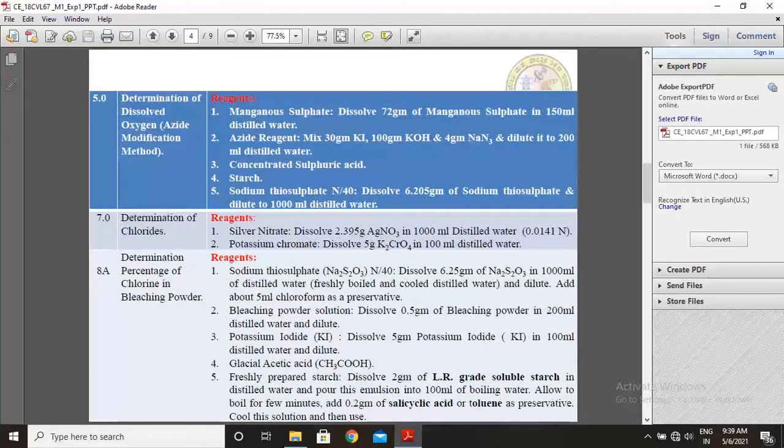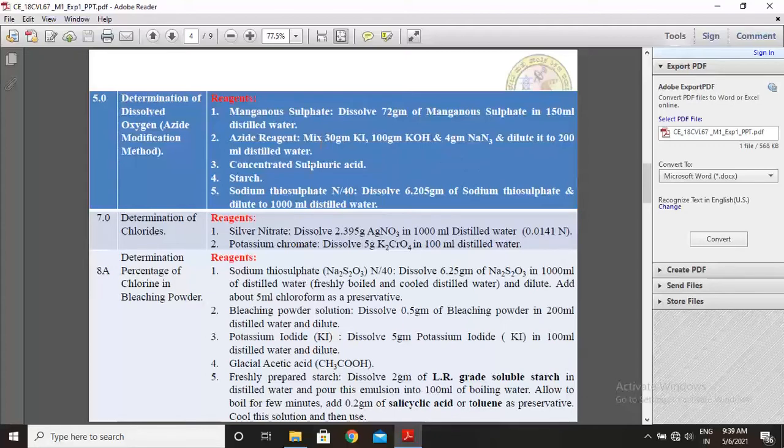Determination of dissolved oxygen by azide modification method. For this experiment, these are the reagents required. Manganese sulfate: dissolve 72 gram of manganese sulfate in 150 ml distilled water. Now this becomes manganese sulfate solution. Azide reagent: mix 30 gram KI, 100 gram potassium hydroxide and 4 gram sodium nitrite and dilute it to 200 ml distilled water. Now it becomes azide reagent.